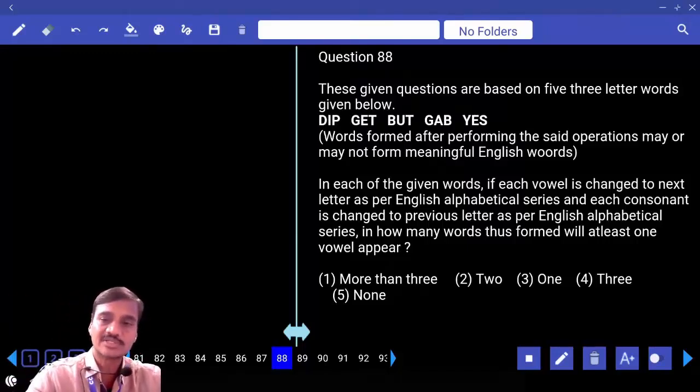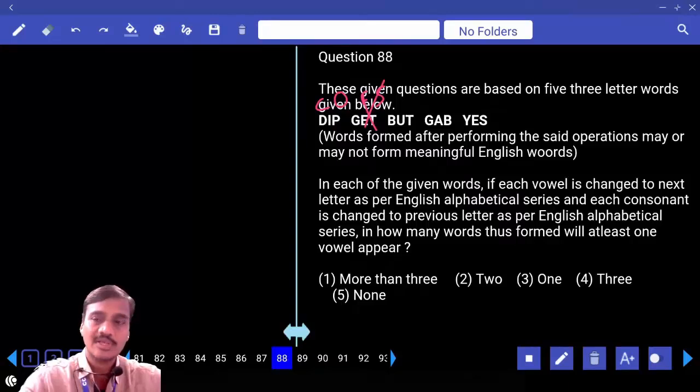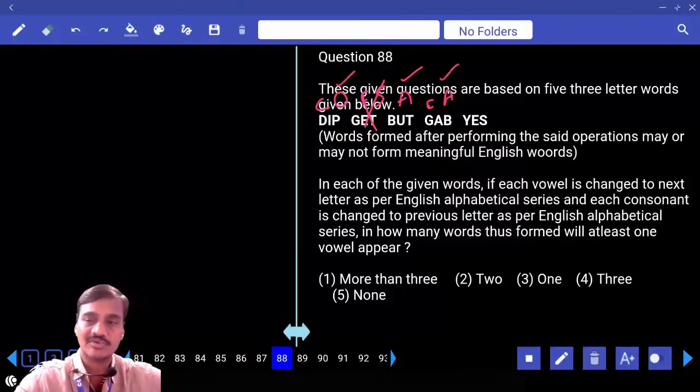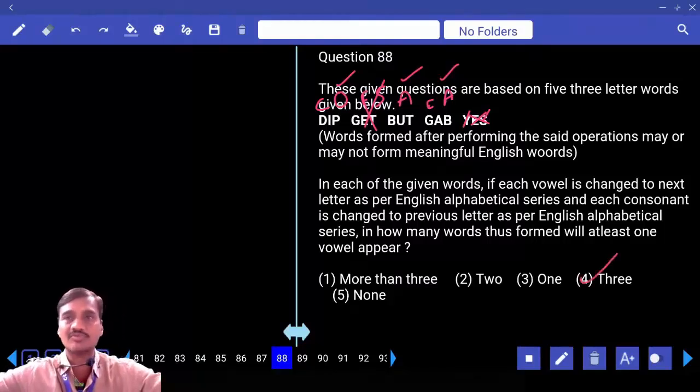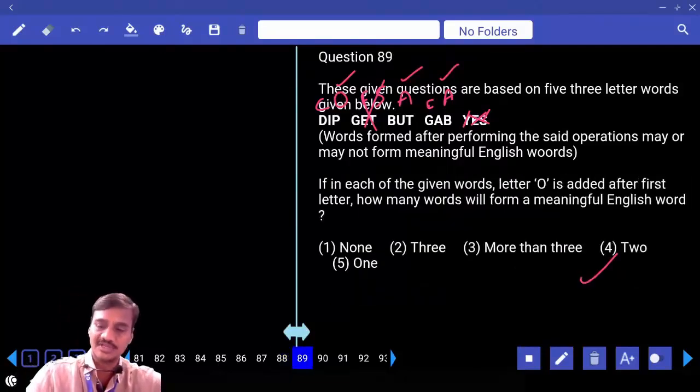Hence consonant D-1 is C, P-1 is O, there is a vowel. And G-1 is F, T-1 is S, there is no vowel. B-1 is A, yes, there is a vowel. And G-1 is F, B-1 is A, there is a vowel. Here there is a vowel. Y-1 is X, S-1, no vowel. So how many words? There are 3 words where at least 1 vowel is present. Is that fine? And that is choice 3 for question number 88.